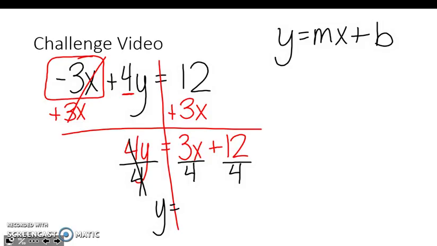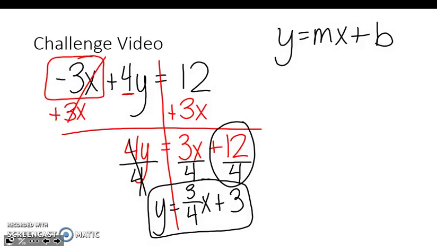That's our slope. How do we always want our slope to be written? Well, we always want it to be written as a fraction. So when you're dividing, as long as it's simplified, then you can leave it as a fraction. So I'm going to leave this as 3 over 4x. But then I have to divide these numbers. So 12 divided by 4 is a positive 3. So y equals 3 over 4x plus 3 is the same thing as negative 3x plus 4y equals 12. It's just in a different format.